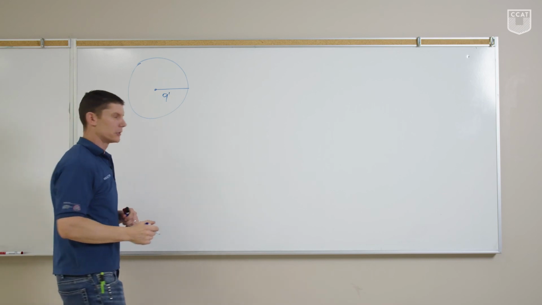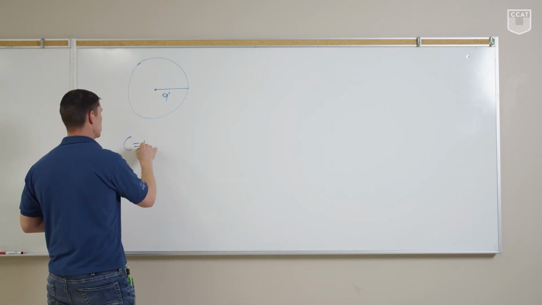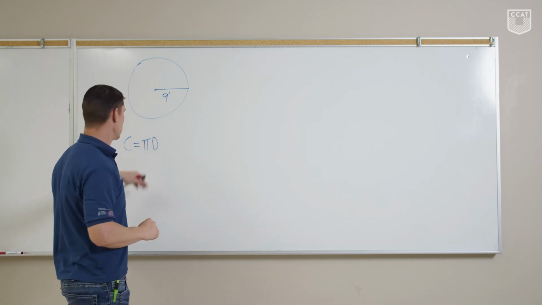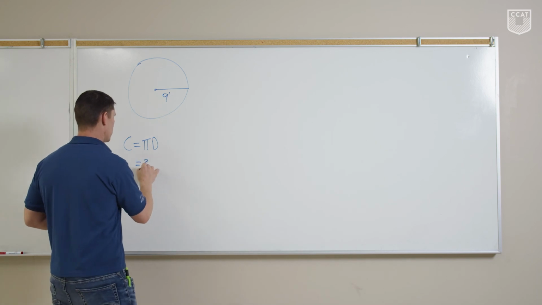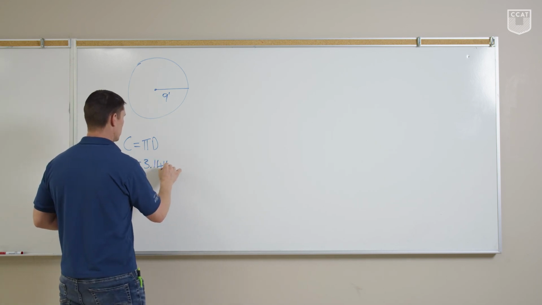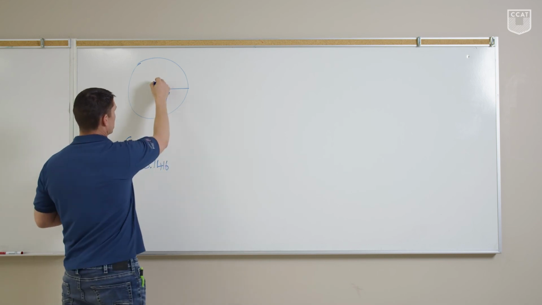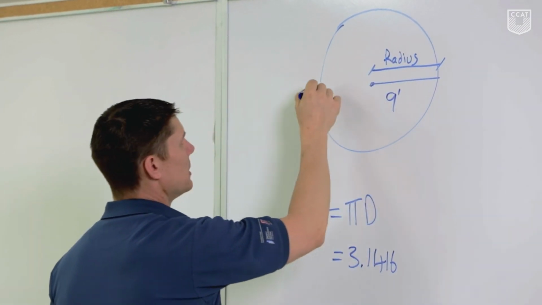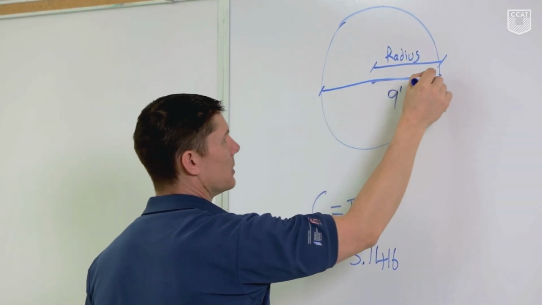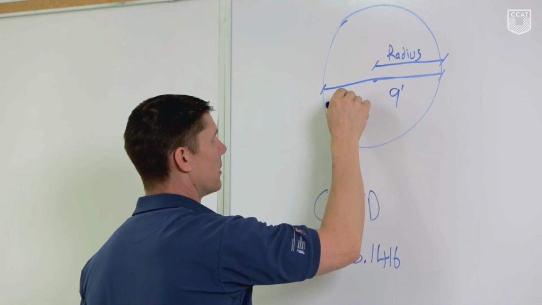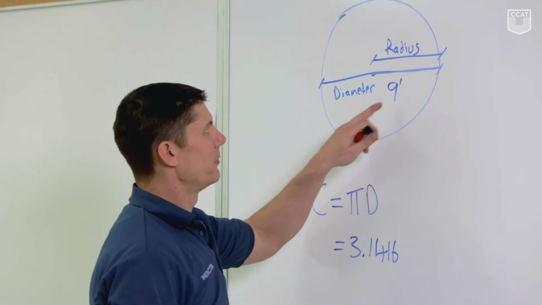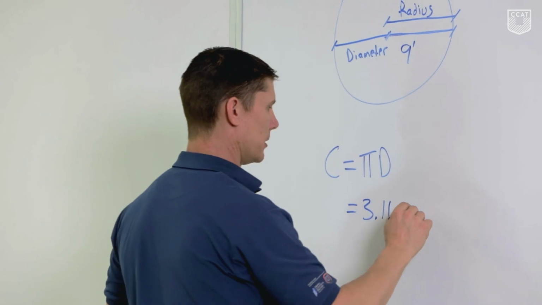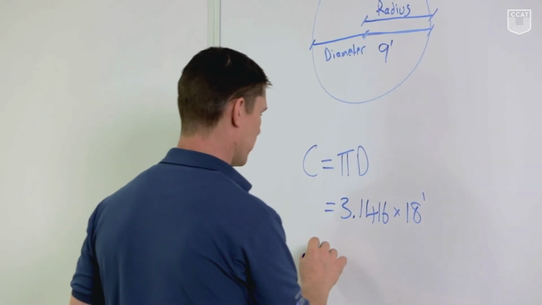The formula for circumference is C equals pi d. Pi is 3.1416. It's a given. So we can plug that number in, 3.1416 times d. The distance from here to here is our radius. 2 times radius is going to be our diameter. So the distance across the entire circle would be the diameter. If we've got a 9 foot radius, 9 times 2 is going to be 18 foot diameter. So we'll go times 18 feet.